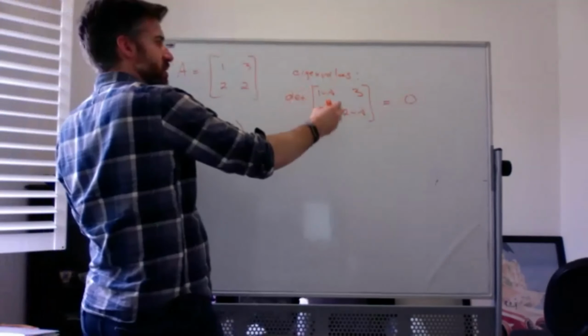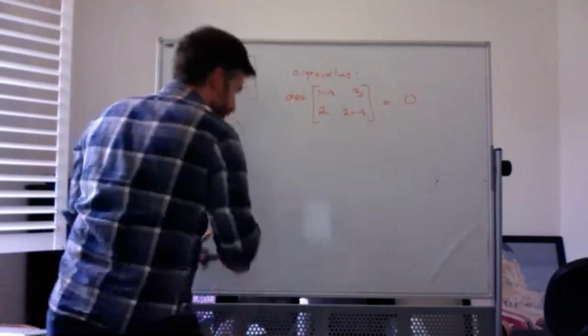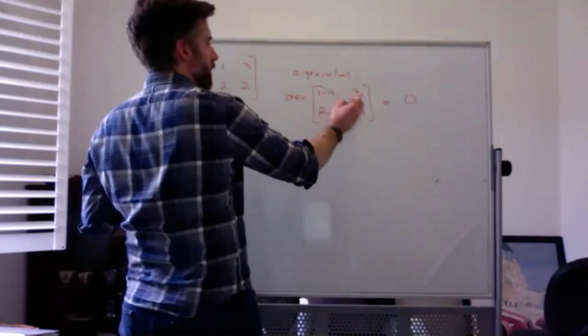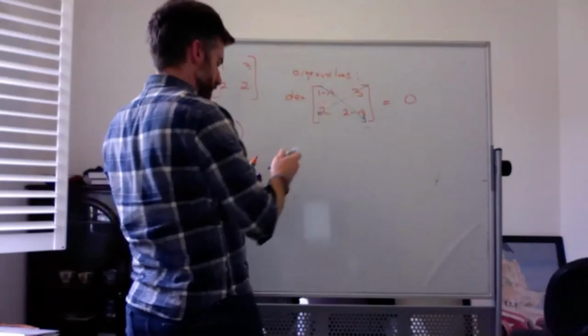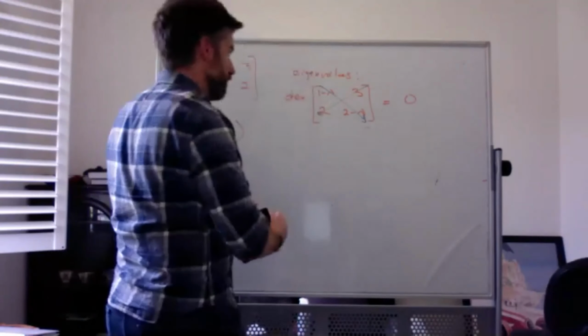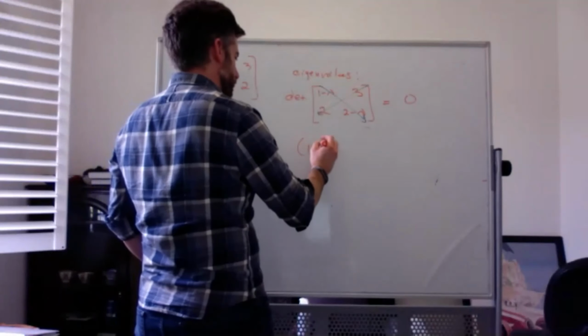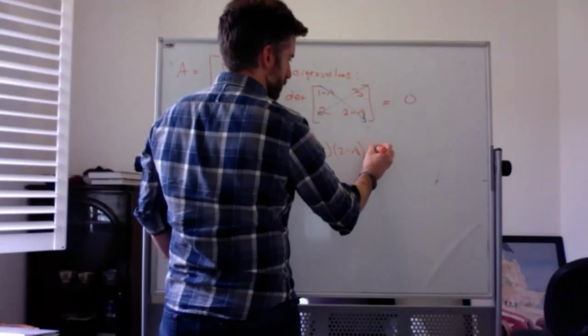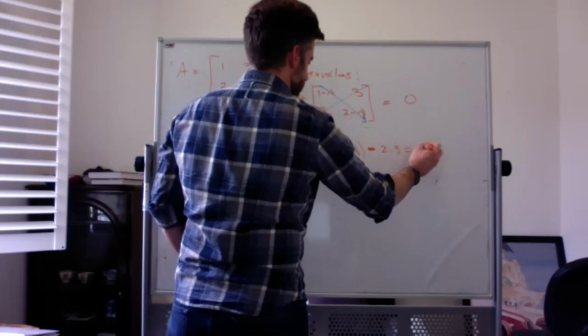Okay, the way you find the determinant, it's this times this minus this times this. So it's going to be 1 minus lambda times 2 minus lambda minus 2 times 3 equal to 0.